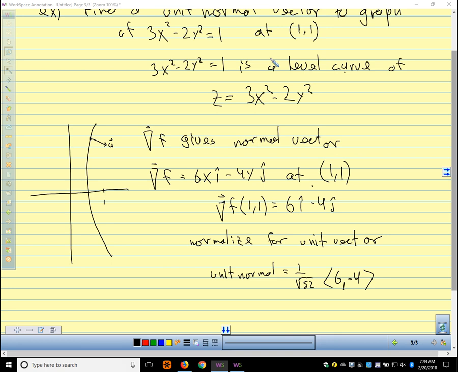Is the point supposed to be on 1, 1, or is the end of the unit vector? This is at 1, 1. There's 1. Not drawn to scale. Yeah. Right. All right.